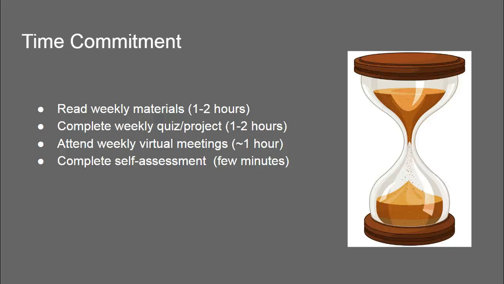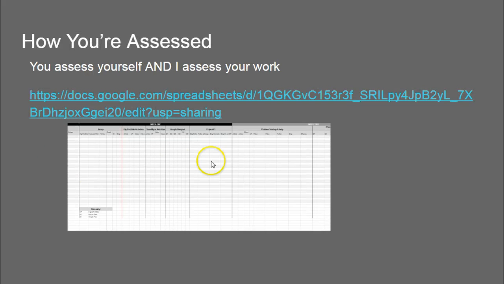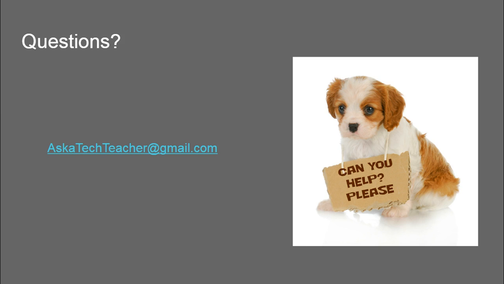And completing the self-assessment, you'll see when you click on the link, it's a spreadsheet, and all you do is click off the topics that you finished. It's that simple. It's going to take a few minutes. That's all it takes to do that. It looks something like this. So you can see the heading, you'll just check it off as you're going through it. And that really is about it.